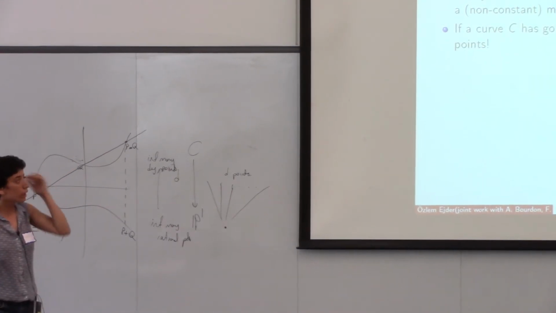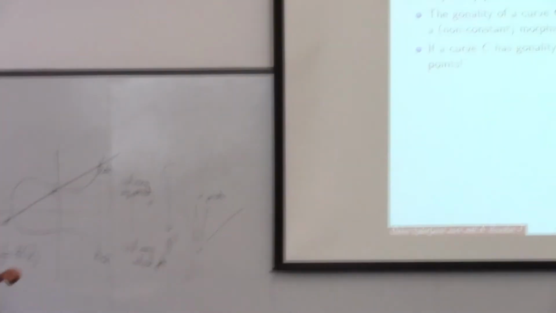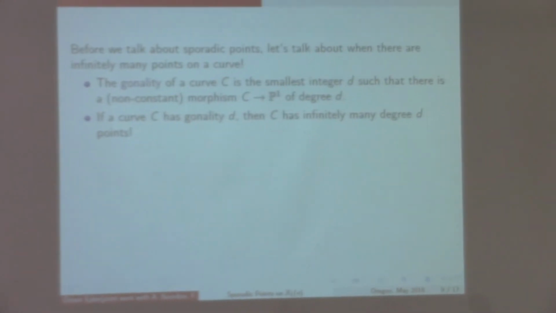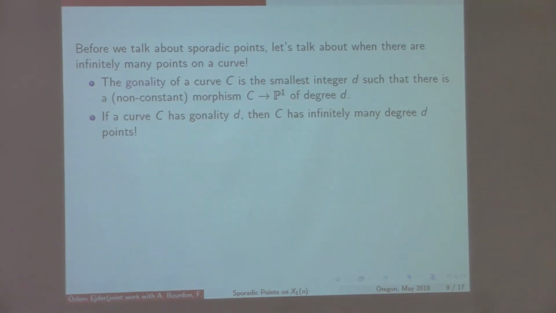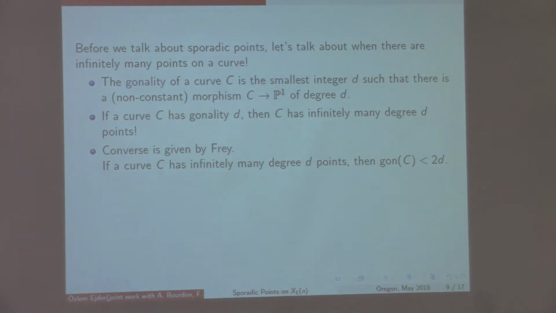I said already that if we have gonality d, then we will have infinitely many degree d points. So that's one way to understand. But is the converse true? Not exactly, but we can say the following. Viray showed that if a curve C has infinitely many degree d points, then d doesn't have to be necessarily greater than or equal to the gonality of the curve, but we have the bound that the gonality has to be less than 2d.